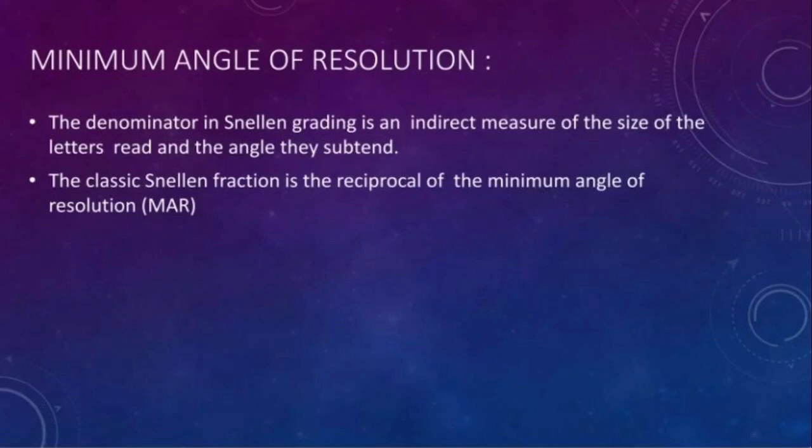Visual acuity score. Snellen acuity is expressed as a fraction which represents the ratio of the distance at which the chart is viewed to the distance at which a person with normal vision can read the same line of letters. For example, a person with 20 by 20 vision can read the same line of letters at 20 feet, or 6 meters, that a person with normal vision can read at 20 feet. So their visual acuity score is 20 by 20.